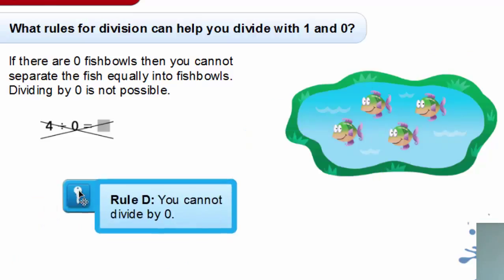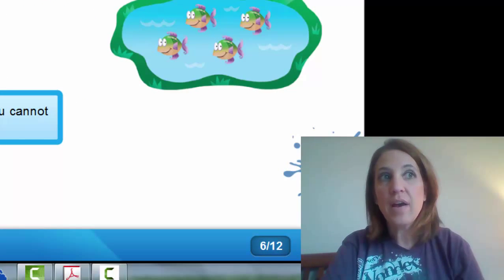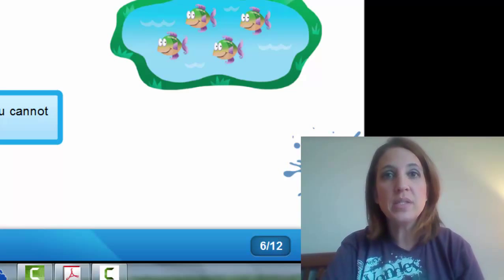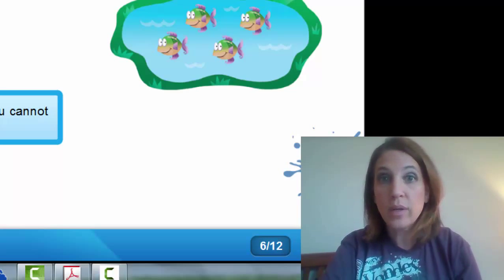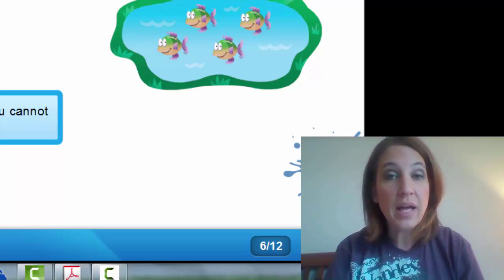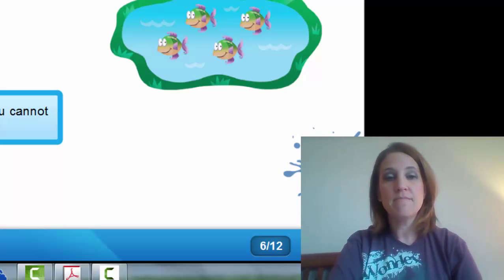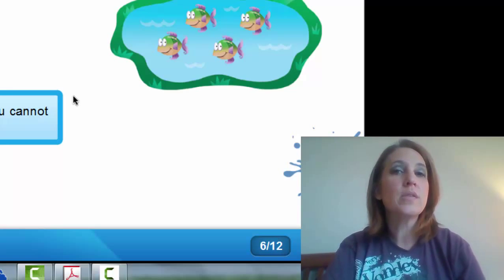Look at this rule. Rule D, you cannot divide by 0. If I have 18 students and I want to put them in 0 groups, I can't do it, can I? I have 18 in a group, or 3 in a group, or 6 in a group, or 2 in a group. I can divide it lots of different ways, but I cannot divide 18 students into 0 groups. Cannot be done. So those are the 4 rules.